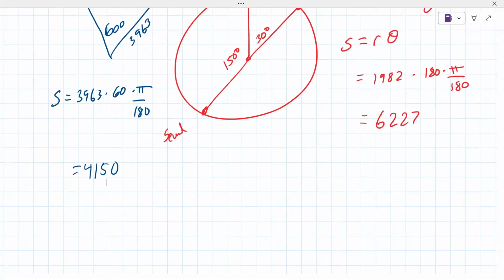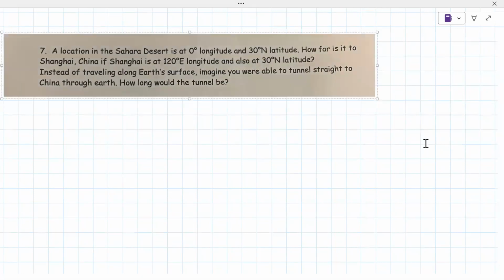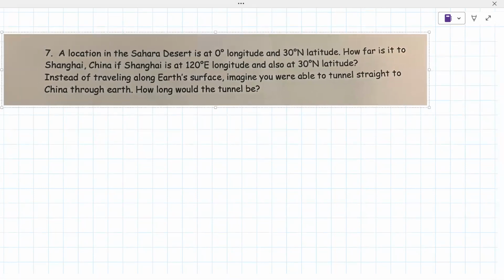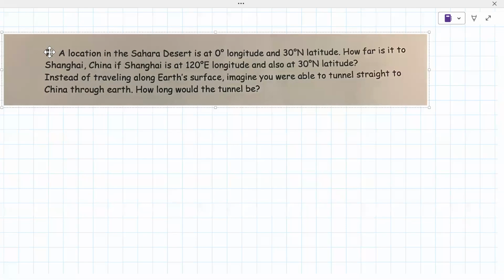Right. Move on to 7. Okay. A location in the Sahara Desert is at 0 degrees longitude and 30 degrees north latitude. How far is it to Shanghai, China, if Shanghai is at 120 degrees east longitude and also at 30 degrees north latitude?